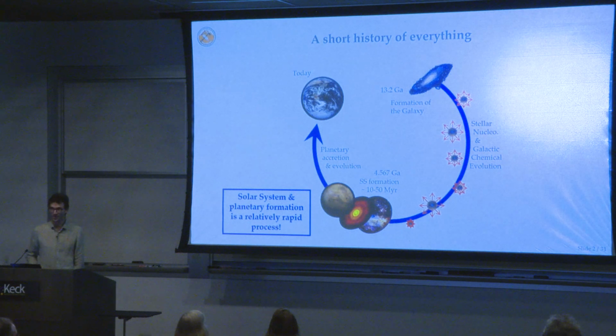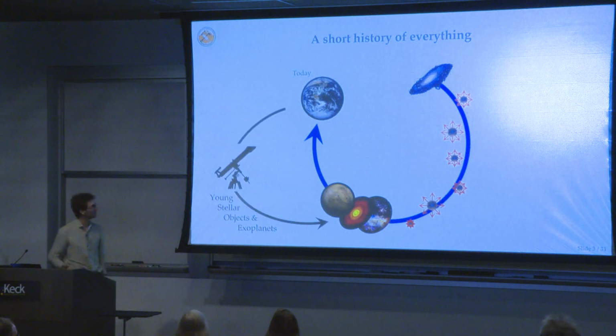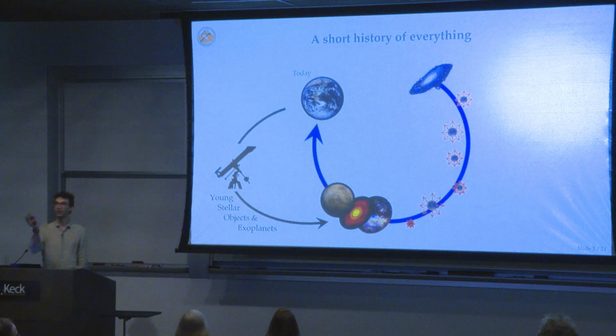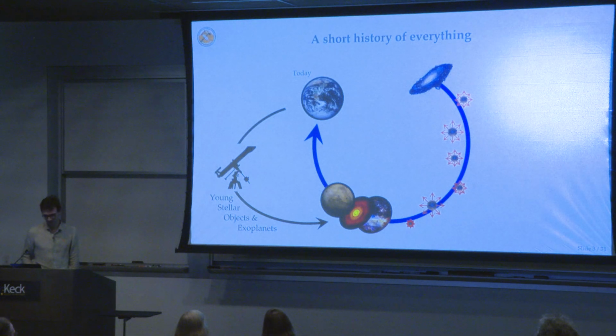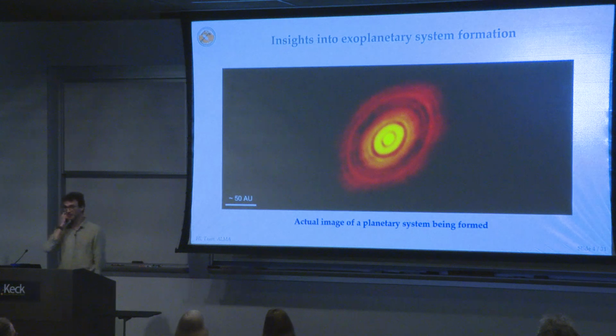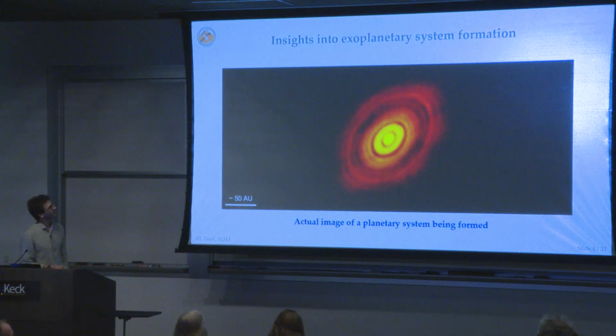So we don't have too many options, but we have two main routes that we can use. One is that we can look at objects in formation somewhere else and very far away. And that is what astronomy does. And it has yielded very interesting results. This is one very famous image from the ALMA array showing a planetary system being born.